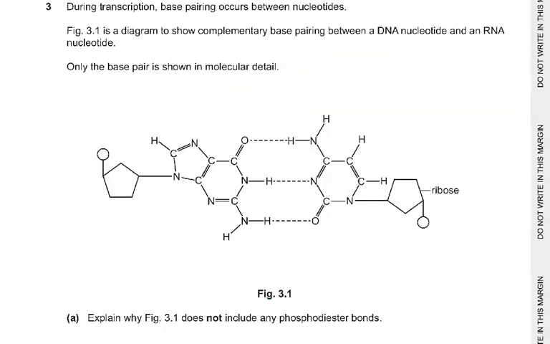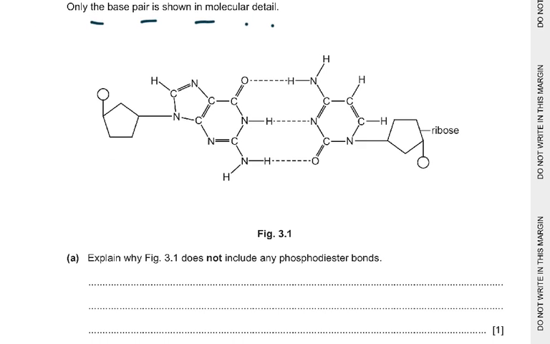Question number 3. During transcription a base pairing occurs between nucleotides. Figure 3.1 is a diagram to show complementary base pairing between a DNA nucleotide and an RNA nucleotide. Only the base pair is shown in molecular detail. Explain why figure 3.1 does not include any phosphodiester bond. Well, of course, a phosphodiester bond is between nucleotides.